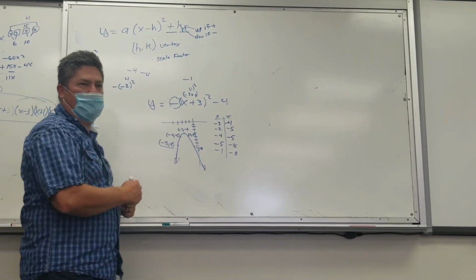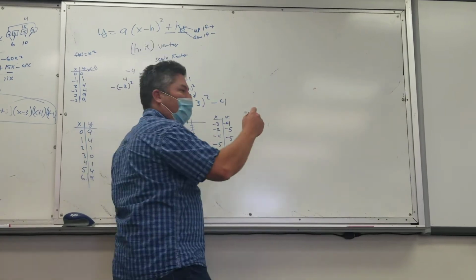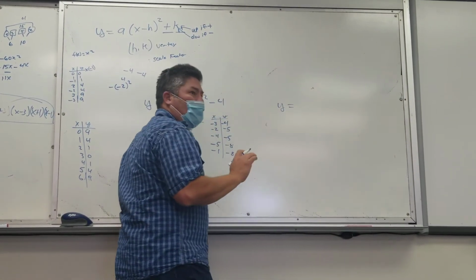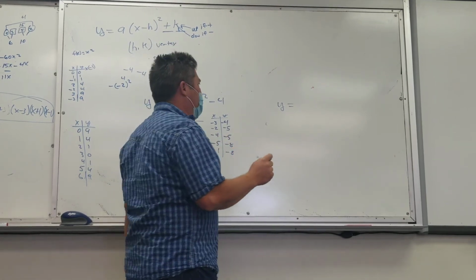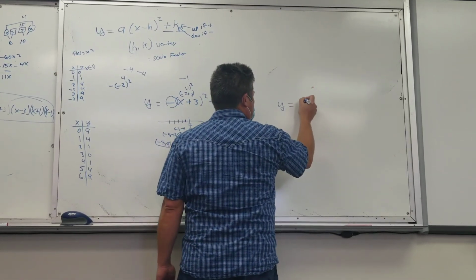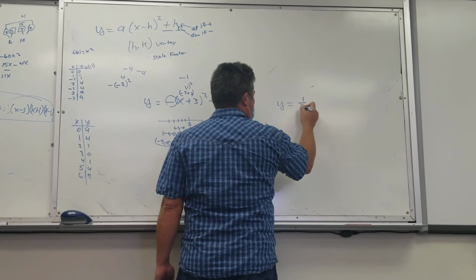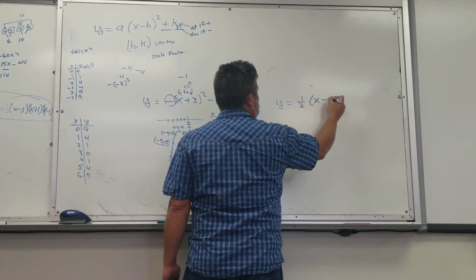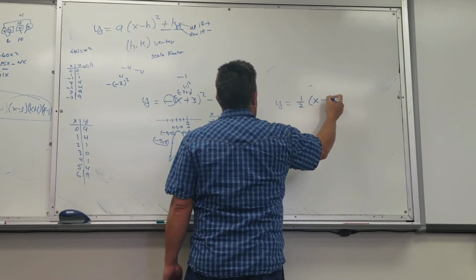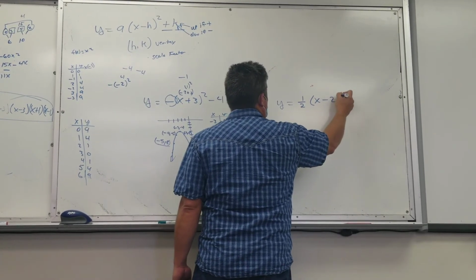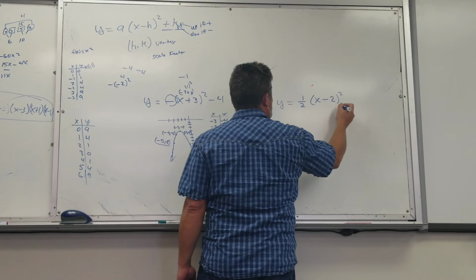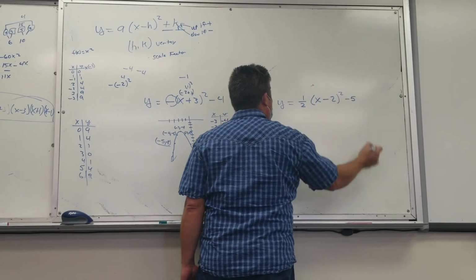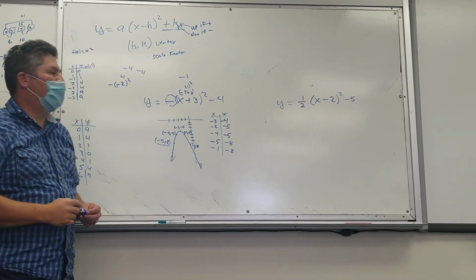One last one, just to make sure you got it. This is the last part you're going to record. Okay, so we're going to have y equals, everybody try this on your graph paper and see if you can do it. y equals 1/2 (x minus 2) squared minus 5. Everybody try that.